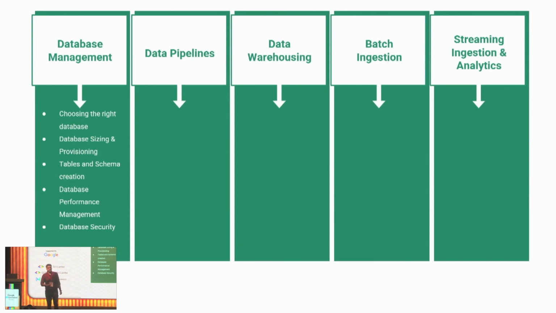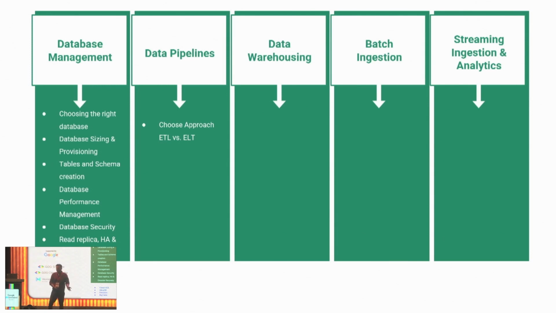Now let's look at data pipeline. What are the functions executed there? By the way, for database management, these are the 4 types of database available in Google Cloud for implementing your databases. Moving on, for data pipeline, you have to choose between approaches, whether you are going to use an ETL tool or an ELT tool.